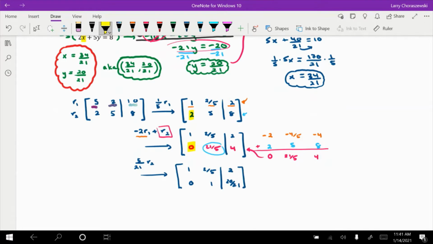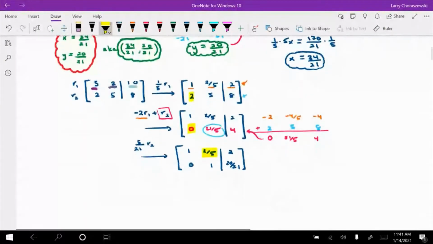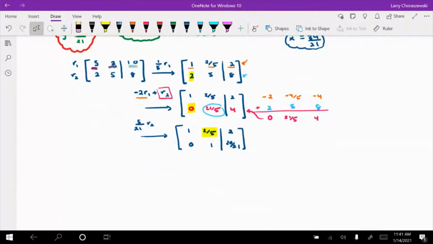Very last thing that I'd like to do is get this 2/5 to be a 0. And how we're going to get the 2/5 to be a 0 is by using row 2. So the number that would cancel out 2/5 would be -2/5. So this next step is going to require us doing -2/5 row 2 added to row 1. Now keep in mind, this is only going to affect the row 1 entries. Okay.